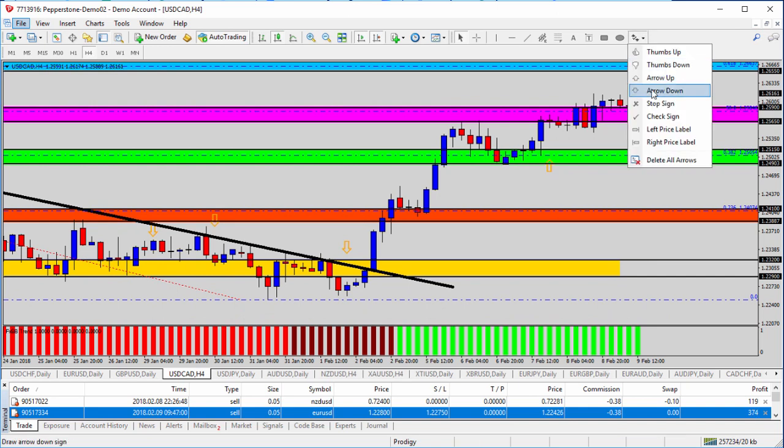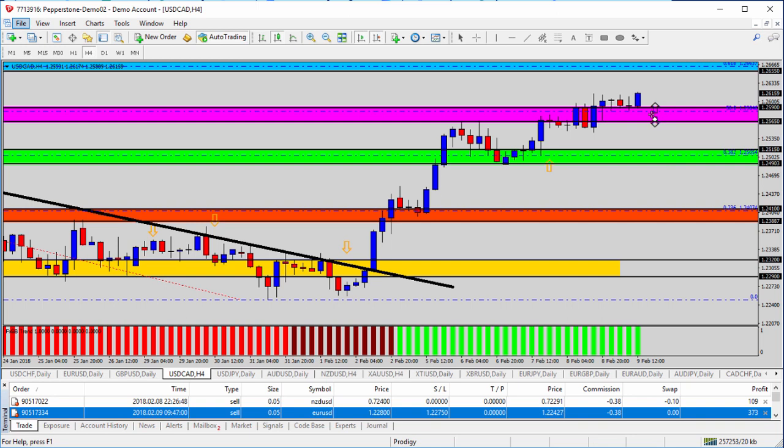We know that the risk here is that it breaks back under the pink zone. So as long as it's above this pink zone, and if we get poor news for Canada, we're buying, targeting the mid to upper 1.26s. If it gets back under the pink zone and we have great news for Canada, then we look for this to head back down towards the green zone.